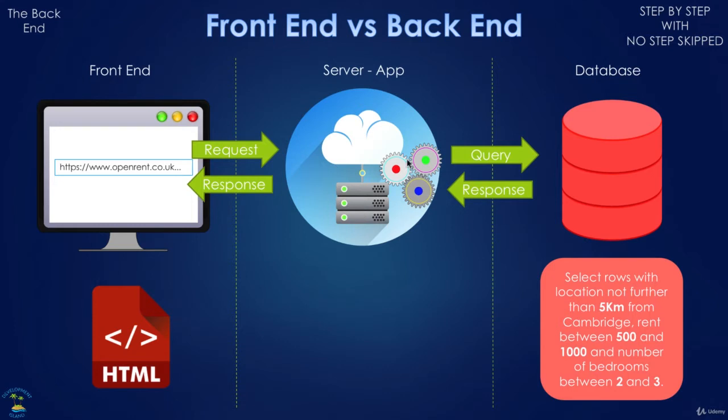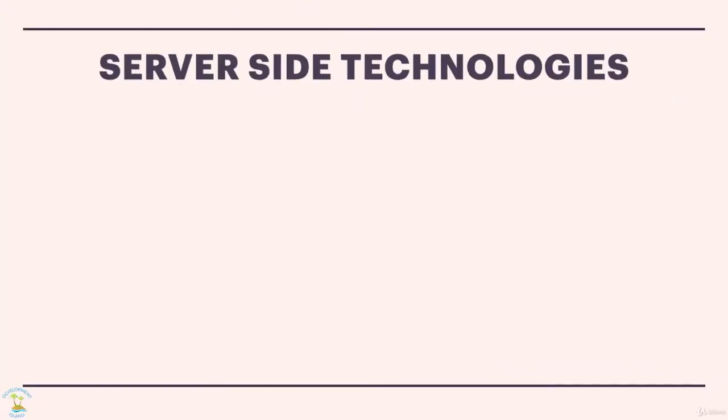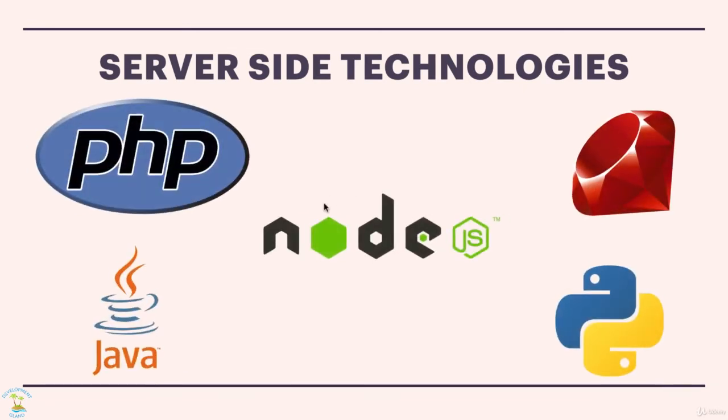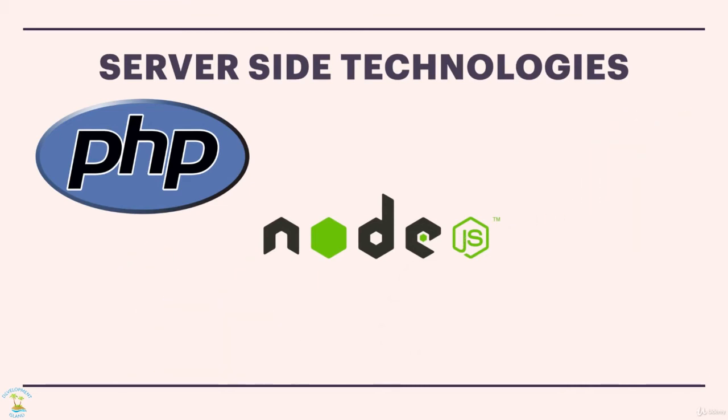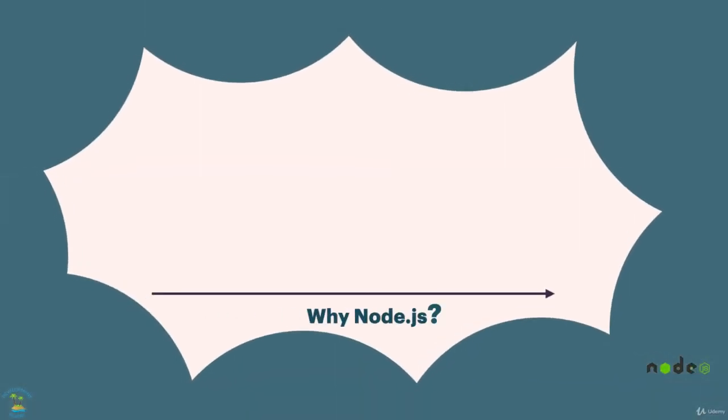So in order for you to do that, you need to learn the right technology which is supported by your server, then use that technology to write code which can execute on the server side. There are many technologies which you can use to create server-side applications like Node.js, PHP, Java, Python, Ruby, and many more. In this course, you're going to learn both Node.js and PHP. So first of all, why Node.js?